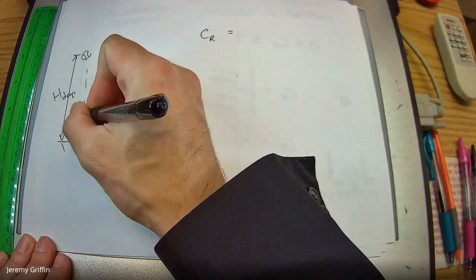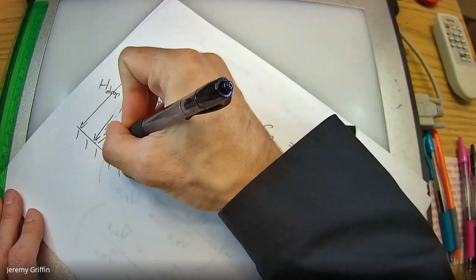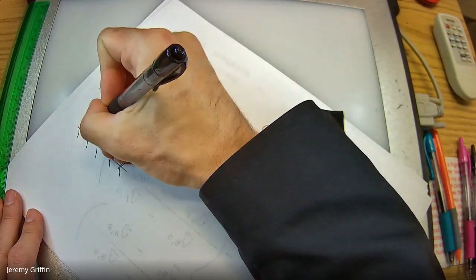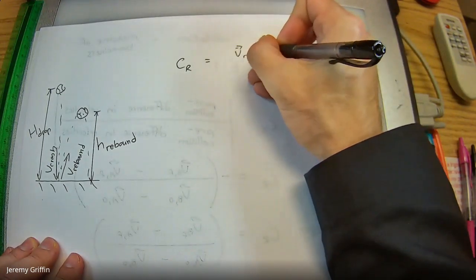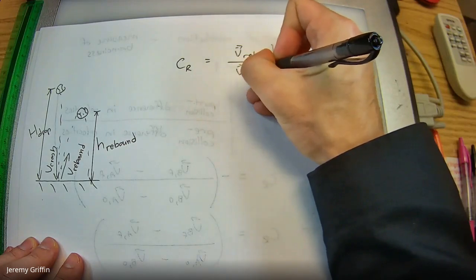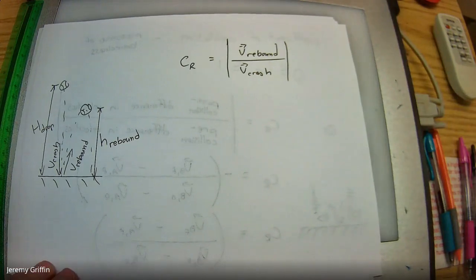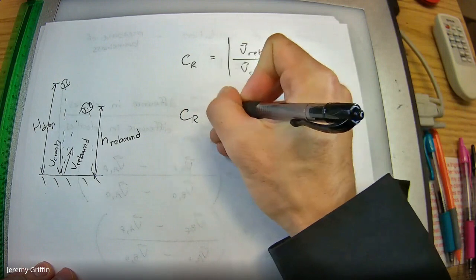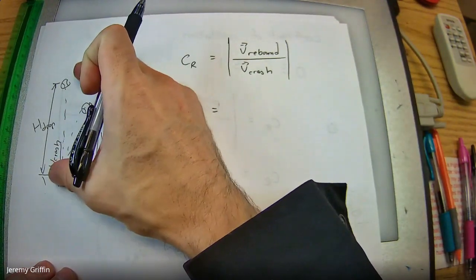Let's start with the definition of coefficient of restitution. Remember, coefficient of restitution is the rebound speed compared to the crash speed. I could go V rebound over V crash. Now, since those are opposite directions, I have to take the opposite value. What is one of those speeds in terms of the height? Like, what is the crash speed based on that drop height?